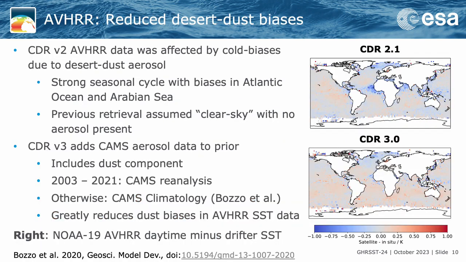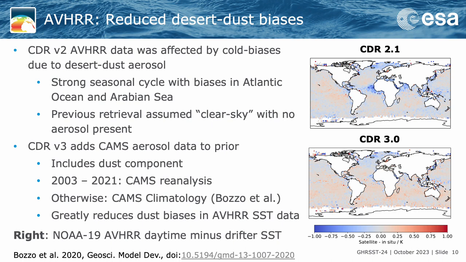One of the known problems in the version 2 AVHRR was the cold biases caused by desert dust aerosols. These biases had a strong seasonal signal up to a Kelvin in the Atlantic Ocean and Arabian Sea. They were due to the retrieval assuming clear sky conditions with no dust present. So in version 3 we have added CAMS aerosol, including the dust component, into the clear sky prior.